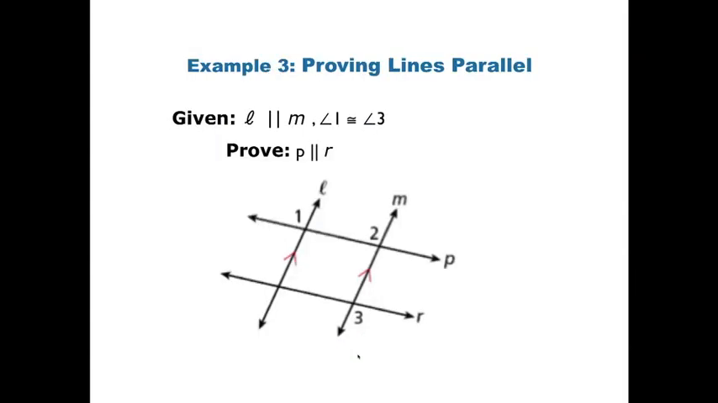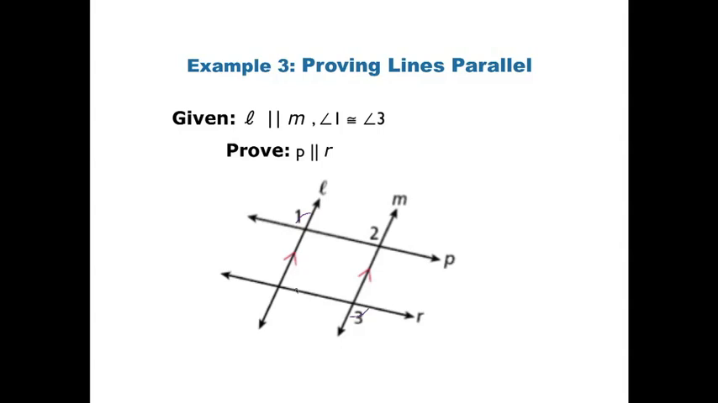Here I want to show, I'm given that L and M are parallel, and you can see that from the red arrow markings. I'm also told that angle 1 and angle 3 are congruent, so let's mark that real quick, just so we see all of our given information. Angle 1 and angle 3 are congruent. Now what I want to show is that lines P and R are parallel. So I need to have some relationship between them.